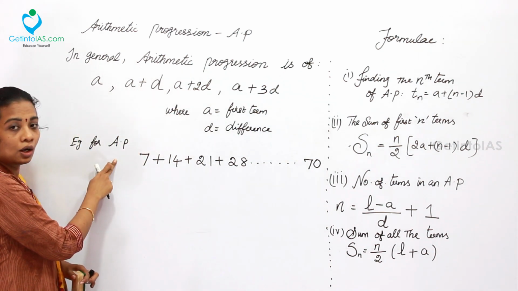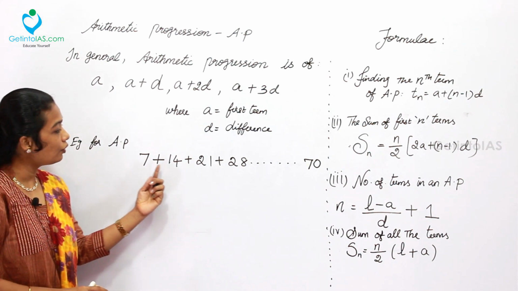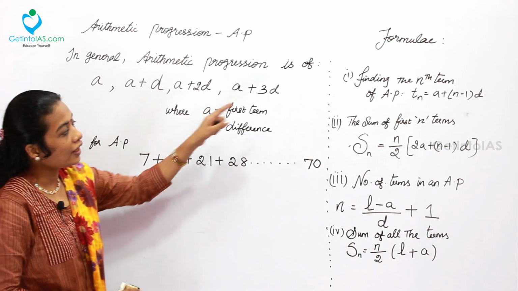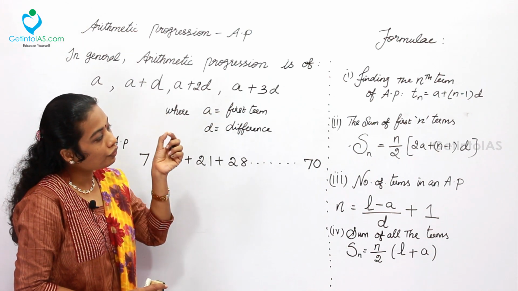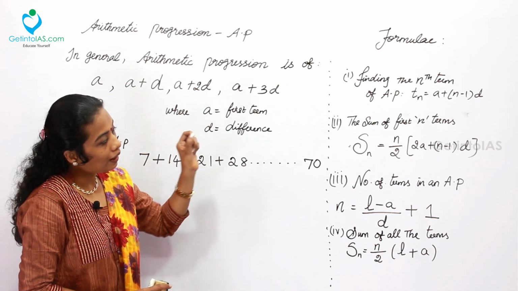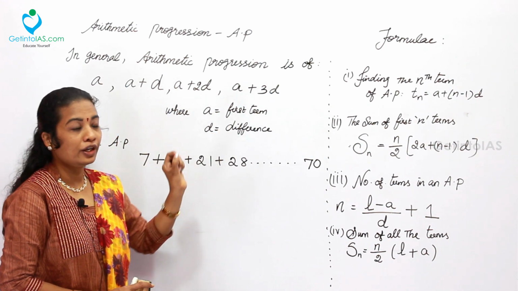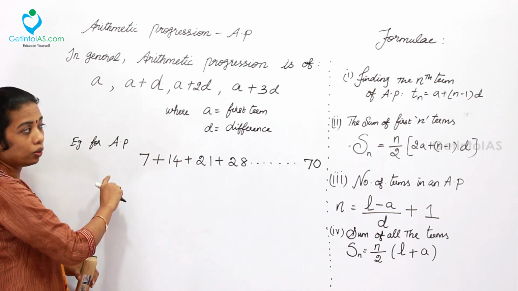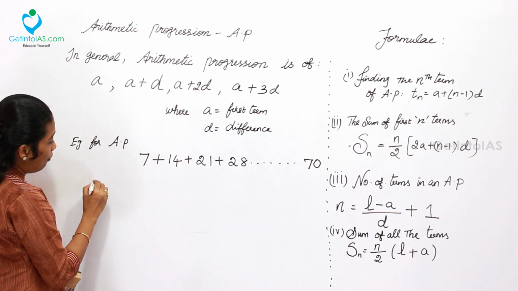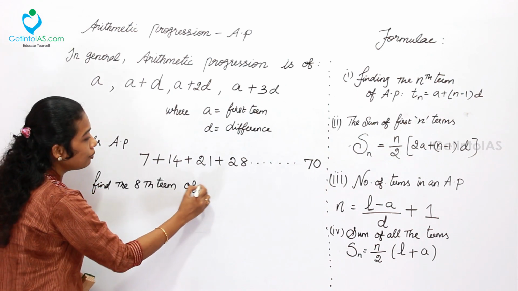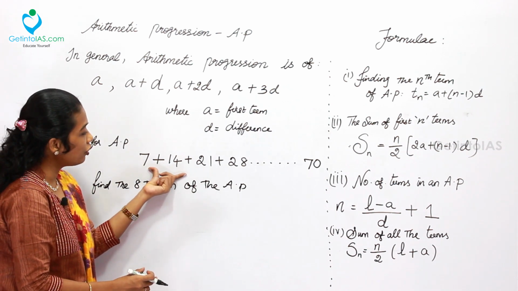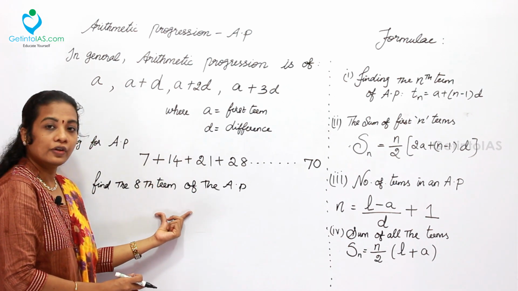So here as an example, one AP I have taken: 7, 14, 21, 28 up to 70. Now let's take the first application of the first formula, finding the nth term, that is of AP, Tn equals a plus n minus 1 d. The question for these kinds of application of formulas is: find the 8th term of the given AP, like that it is given in the exam. So here the series will be given.